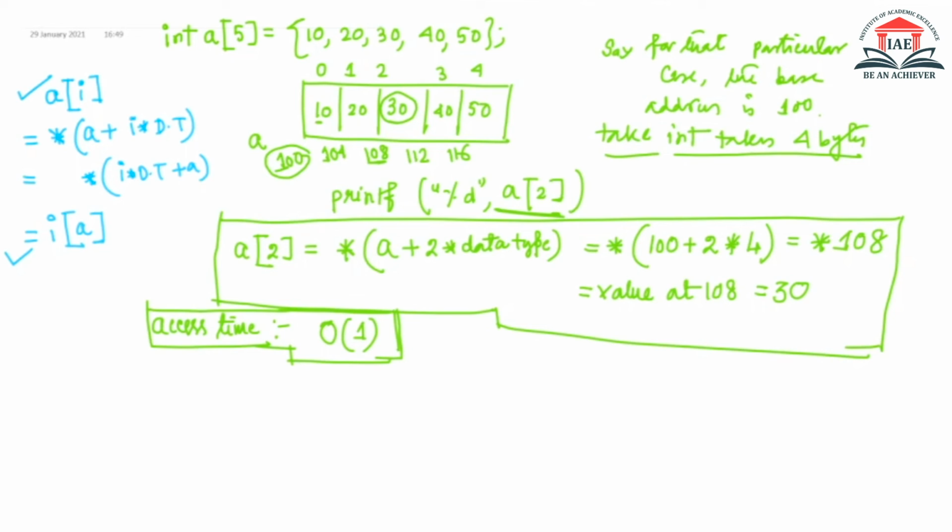You just remember these two points. The access time of an array is order of 1, that is, accessing an element from an array takes order of 1, and you can write a[i] as i[a] because of this result. And the array only stores the base address. It will not store the other elements' addresses. It only stores the base address and computes the other addresses.